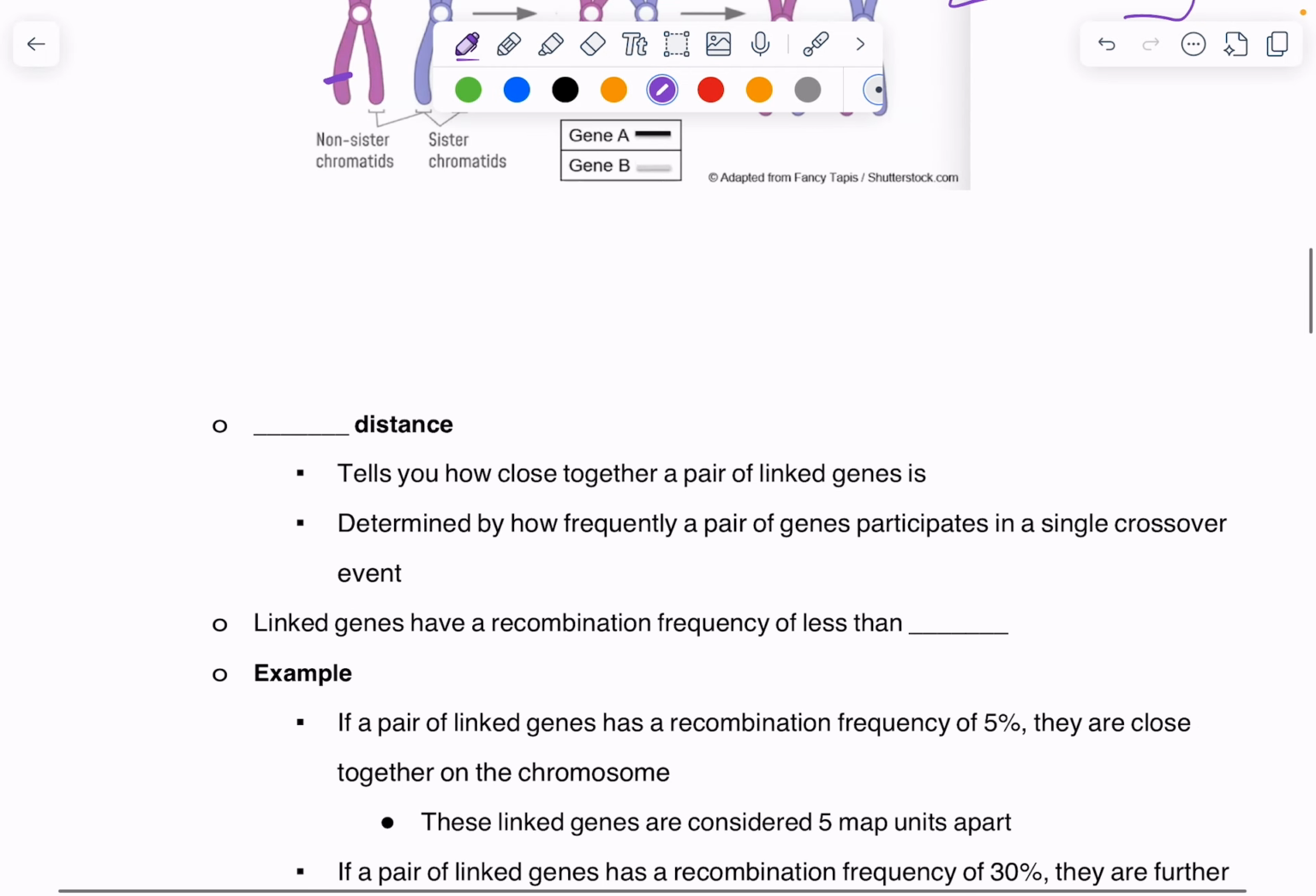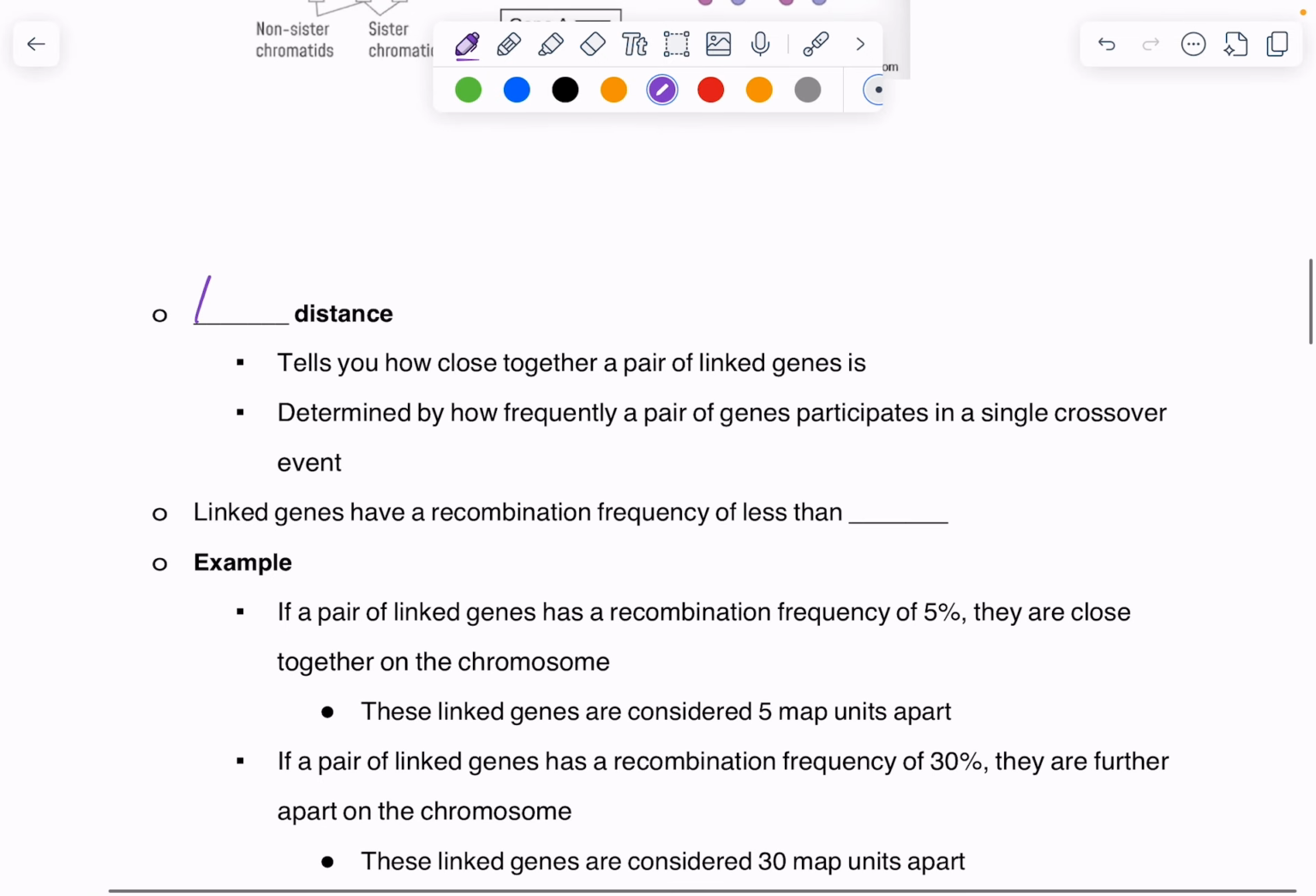And so we can use a unit to detail how far away genes are from one another. It's called map distance, and it tells you how close together a pair of linked genes are, determined by how frequently a pair of genes participates in a single crossover event. And so linked genes have a recombination frequency of less than 50%.